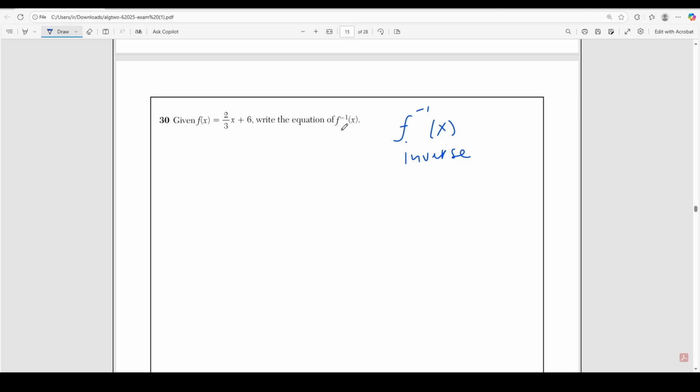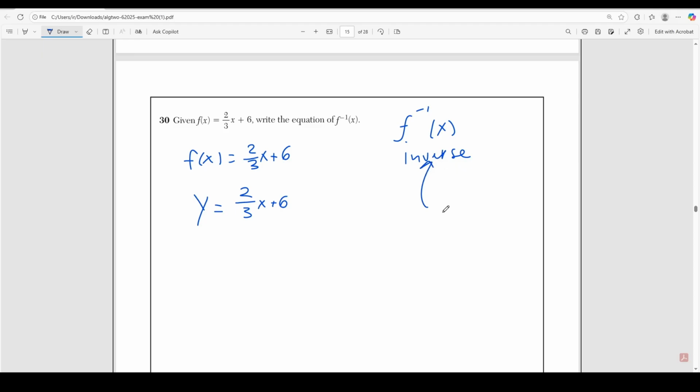So the way that you find the inverse function is the following. We know that f of x is equal to 2/3 x plus 6. And we know that f of x is the same thing as saying y equals. So we can write that as y equals 2/3 x plus 6. Now, the inverse function is kind of like opposite day. If you put the y values into this function, it'll give you the x values.